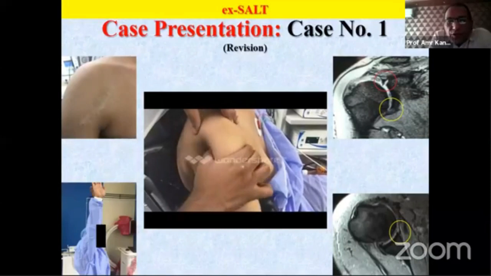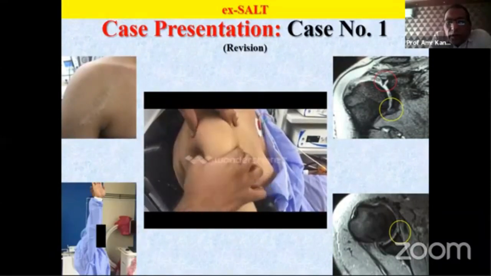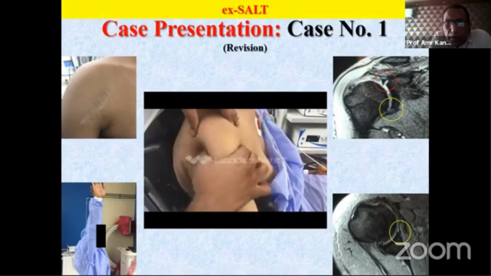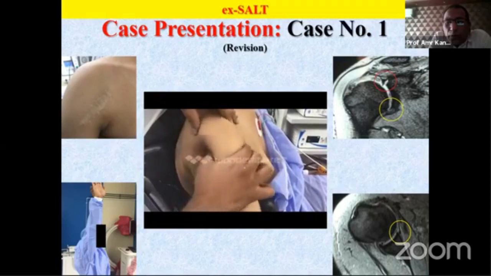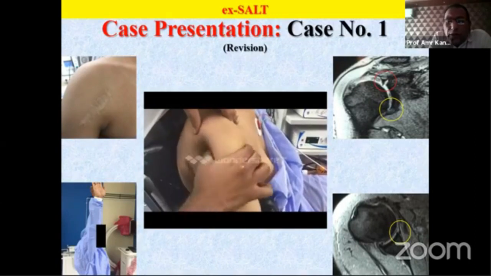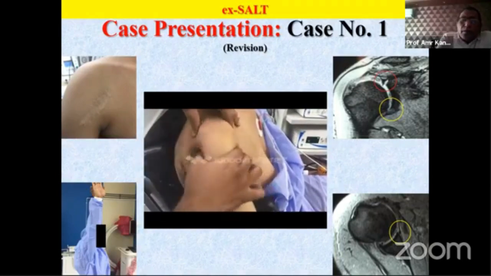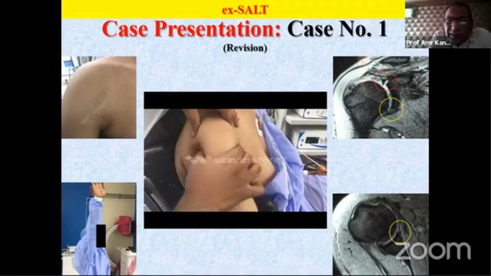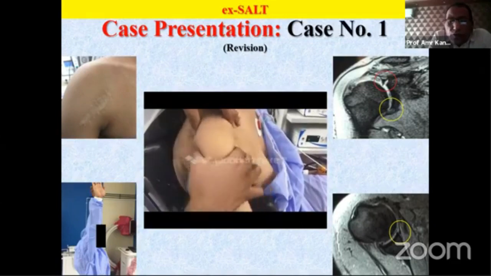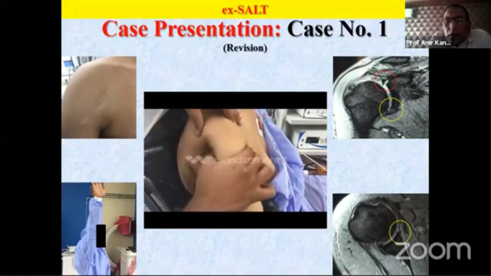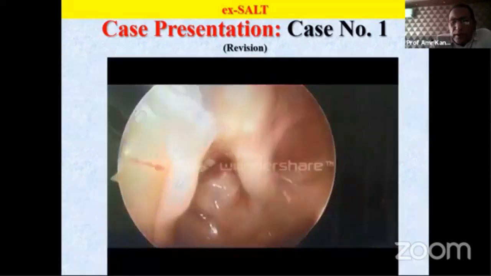There are some case presentations employing the technique of EXALT, such as this revision case of a female patient of 29 years old who had a previous open transosseous Bankart repair at another institution about 10 years earlier. Two years following the procedure, she had recurrence of dislocation or instability of her right shoulder and developed about 25, 26 episodes of instability or frank dislocation. The MRI revealed a type 5 SLAP lesion, and examination under anesthesia confirmed the instability.